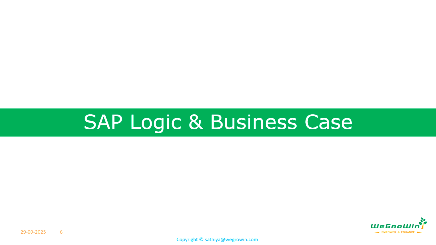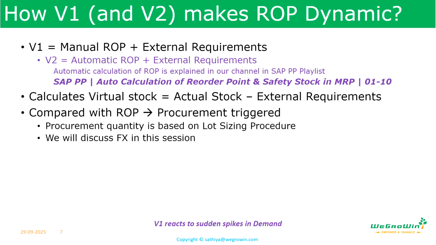Let us move on to discuss the logic built in SAP to address this critical business challenge. And we will discuss the business case to demonstrate how the solution is addressed with MRP type V1. MRP type V1 considers not only the reorder point for planning, but also dynamic requirements from external and internal sources. Here is how it works.